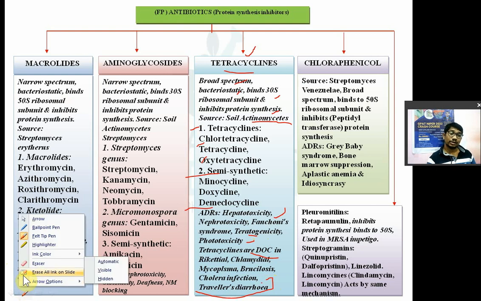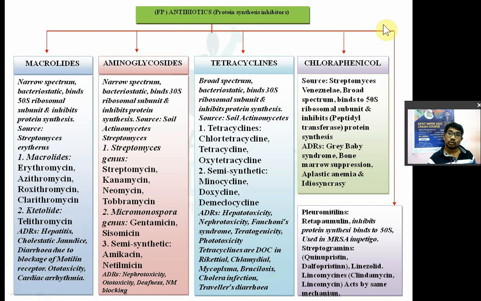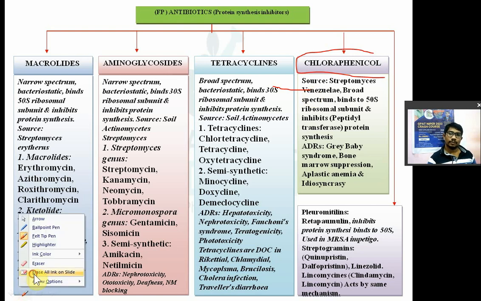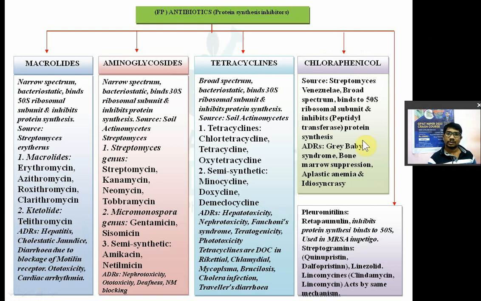Now the fourth class of drug, known as chloramphenicol. Again, chloramphenicol is an amino phenol derivative. What is the source? It is obtained from Streptomyces venezuelae. Okay, the source is important, a question has come on it. Chloramphenicol's source is Streptomyces venezuelae.